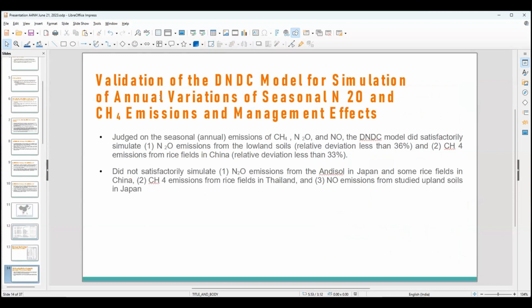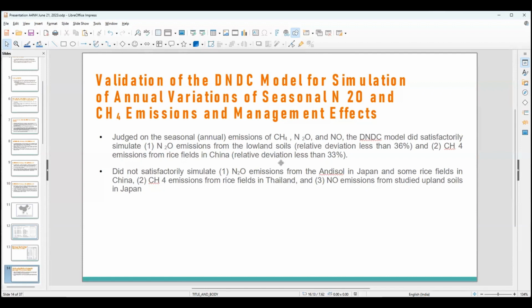Now, validation of the DNDC model for simulation of annual variations of seasonal N2O and methane emissions and management effects. What the authors find is that overall, the model and the field observations quite matched. On the seasonal or annual emissions of methane, nitrous oxide, and NO, the DNDC model did satisfactorily simulate N2O emissions from lowland soils. The relative deviation was less than 36%. And for methane emissions from rice fields in China, the relative deviation was less than 33%.